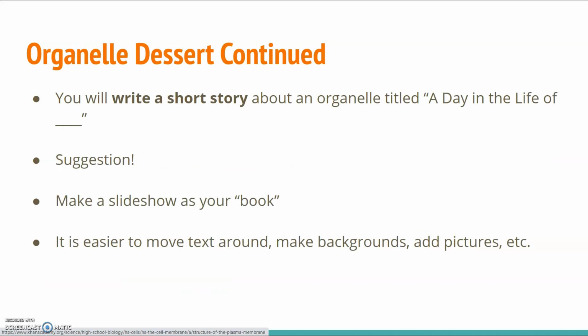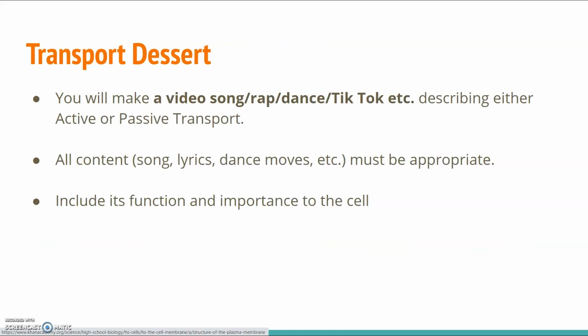I would suggest making your book into a slideshow on Google Docs. That way you can add pictures and all sorts of things. It's again just easier to move text, backgrounds, pictures, change the fonts, and all sorts of stuff.